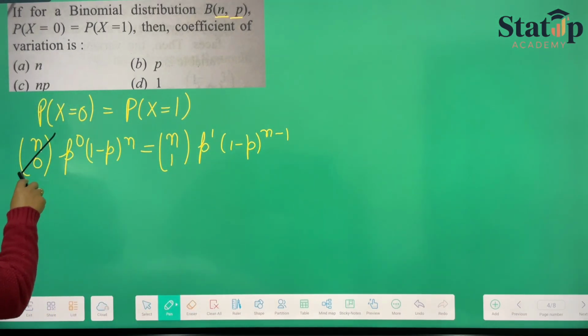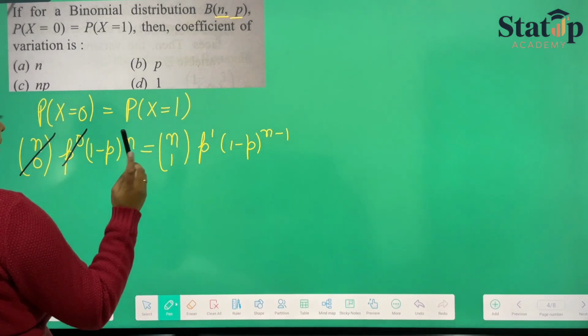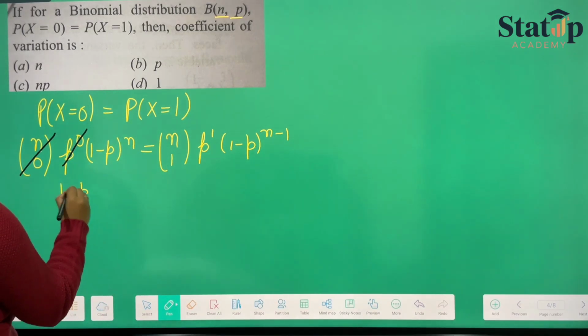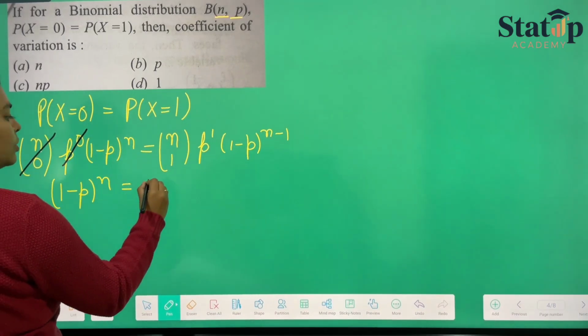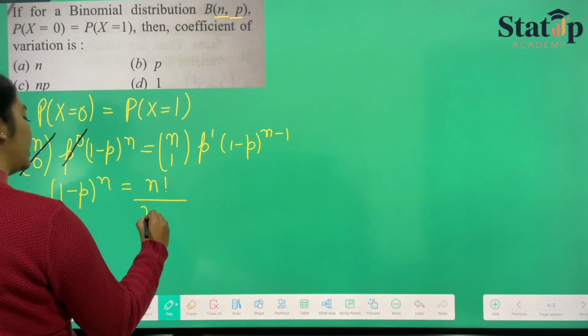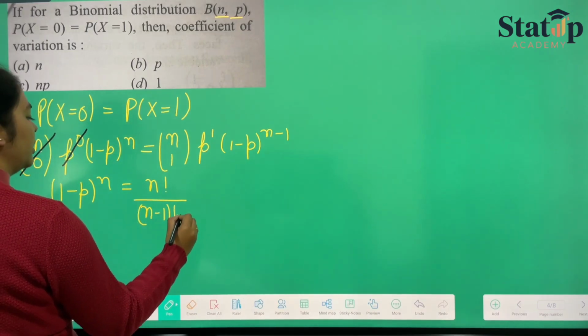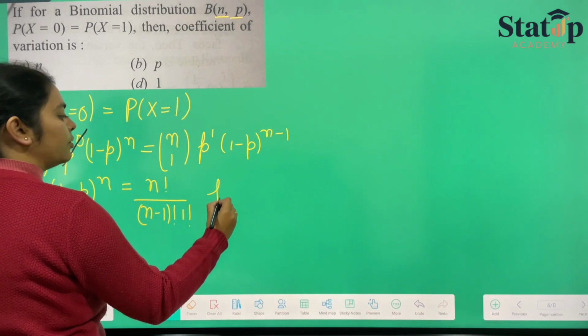So NC0 will be 1 only, p raised to the power 0 will be 1 only, and we are opening the rest of them. 1 minus p raised to the power n is equals to n factorial upon n minus 1 factorial into 1 factorial into p.